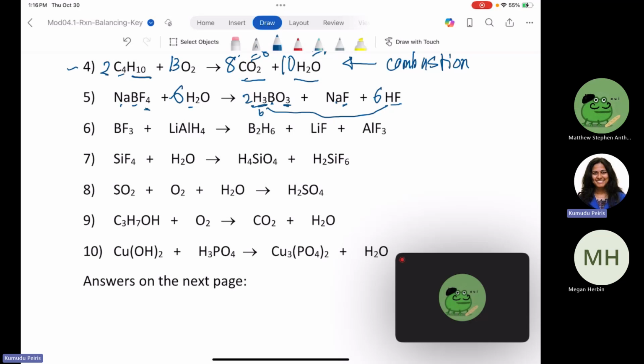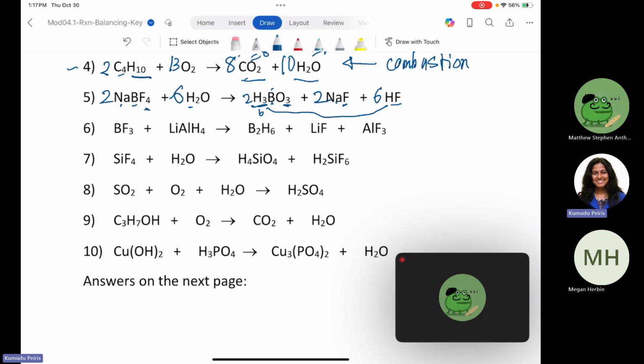But how about the fluorines? Now I have 2 borons here. So if I add 2 over here, this is going to be like a trial and error method. You have to start with the smallest number and eventually you can go up until you find the balance. So I have 2 and 2.